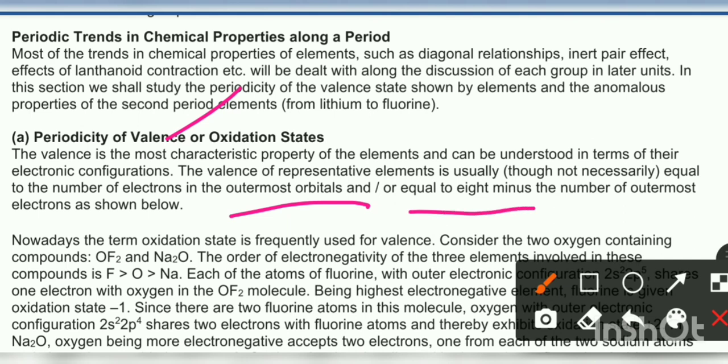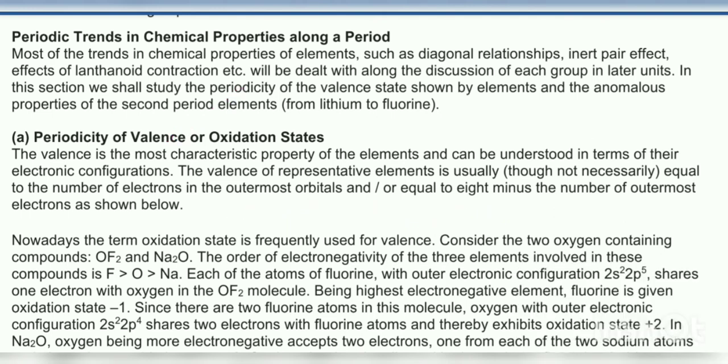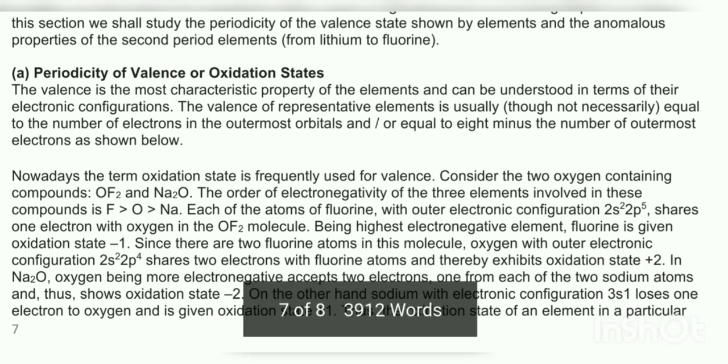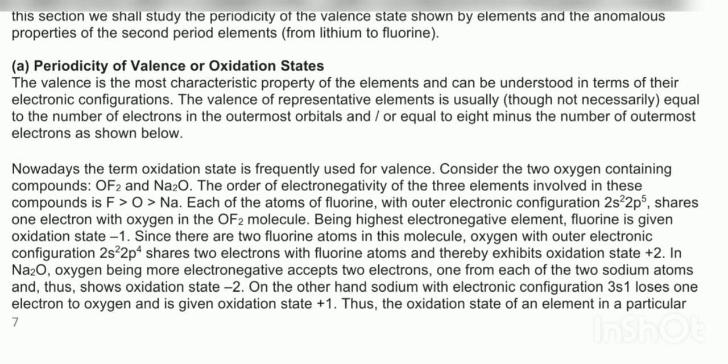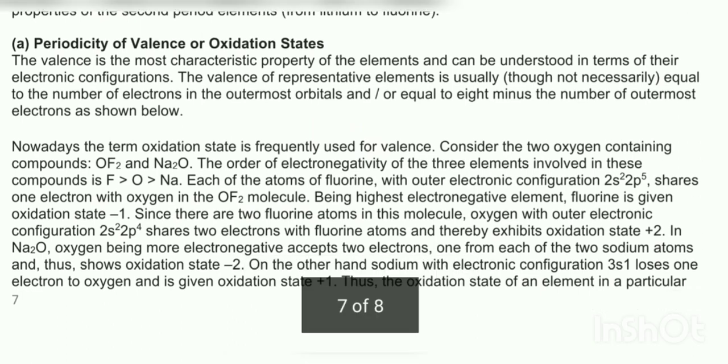It may be equal to 8 minus the number of outermost electrons, such that it may contain 8, or it may contain 7, 6, 5, 4, 2. So these are the different numbers we observe in the valency. Okay, next, nowadays the term oxidation state is frequently used for valency.